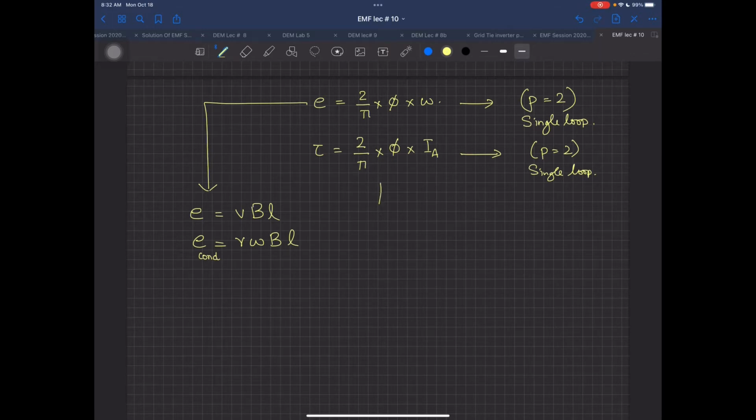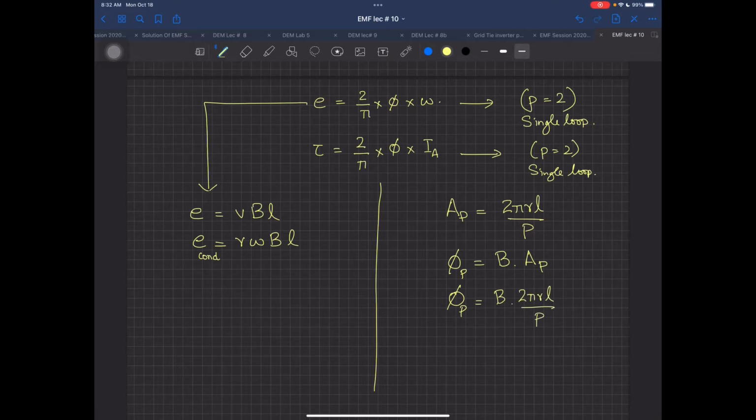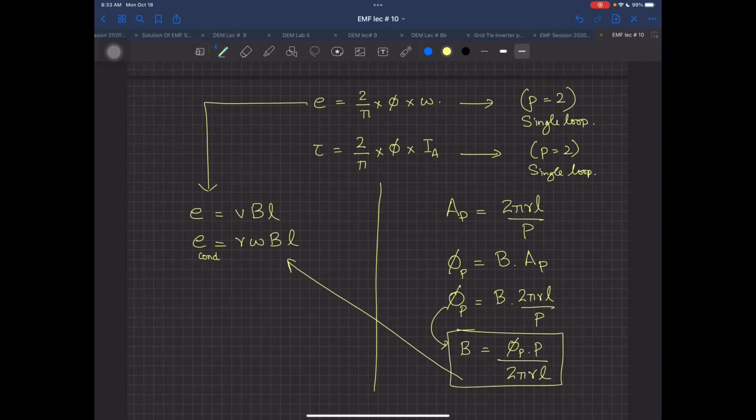If you remember your last calculation, we had AP. AP was equal to 2 pi RL divided by P. This was used because flux phi was equal to B into AP. You can use that as phi P also; phi p and phi are used interchangeably in your book. So phi p equal to B into 2 pi RL divided by p. From here, B would be equal to phi p into p divided by 2 pi RL.